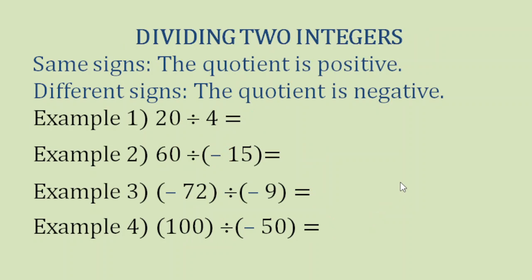And how about dividing two integers? Same signs, the quotient is positive. Different signs, the quotient is negative. So 20 divided by 4, same signs, so that's 5. 60 divided by negative 15, different signs, so negative 4. Negative 72 divided by negative 9, same signs, positive 8. 100 divided by negative 50, different signs, so negative 2.